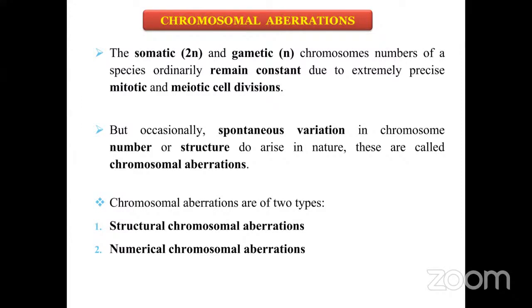Okay, so whatever is with respect to the number of chromosomes, we call it numerical chromosome aberration, and whatever is relevant to the structure of the chromosome, like deletion of part of the chromosome, duplication of part of the chromosome, or translocation of part of the chromosome, that is structural aberration.